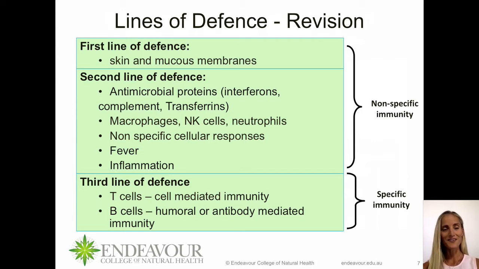Now, the third line of defense, this is where it all gets a bit complicated and tricky. So hopefully you have a good understanding of this already, but I'll try to give you as brief a summary as possible so that we're all on the same page. T cells are cell-mediated immunity, and B cells are humoral or antibody-mediated immunity. T and B cells are types of white blood cells. They're lymphocytes, and they originate in the bone marrow and then mature in the thymus gland.